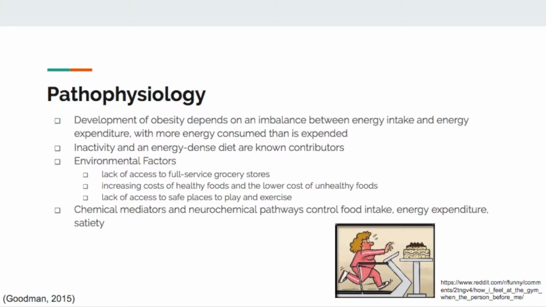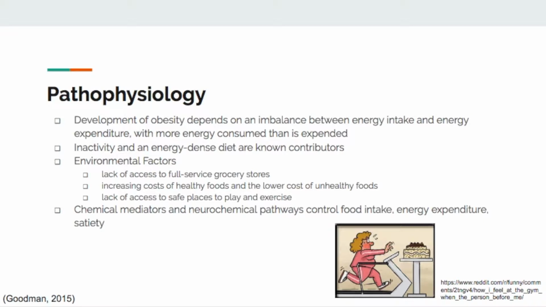And then increasing costs of healthy foods and the lower cost of unhealthy foods. I mean, classic example, hashtag McDonald's. I want McDonald's all the time. It's so cheap, it's so good, but it's so bad for you. Everyone is dealing with those temptations of trying to get cheaper food. And then a lack of access to safe places to play and exercise. Not everyone is going to buy a gym membership, and that's just how it is. And then you have your chemical mediators and neurochemical pathways that will control your food intake, energy expenditure, and satiety.